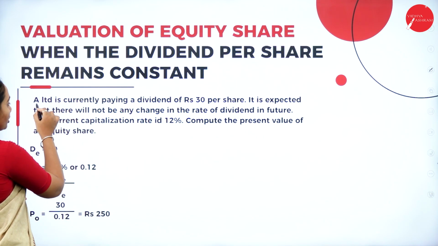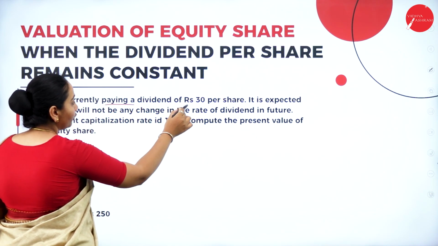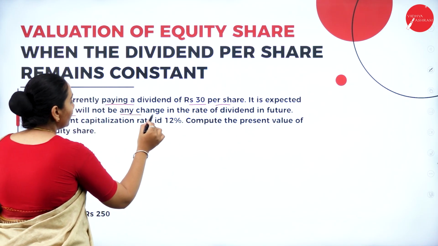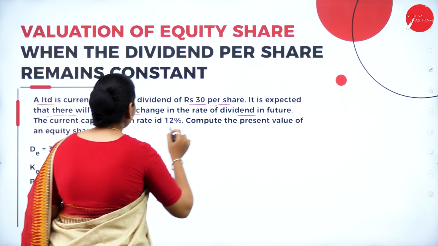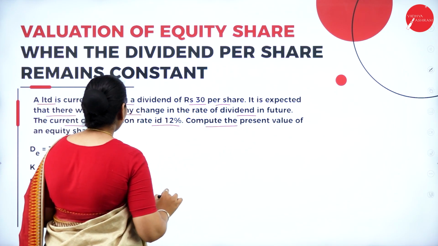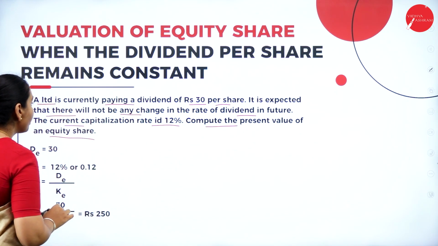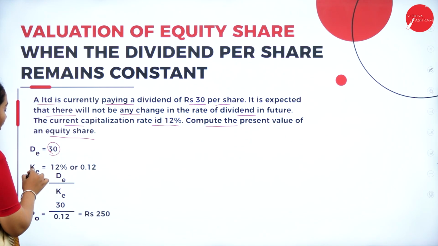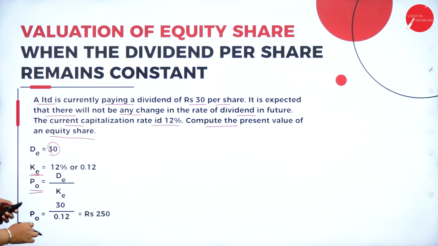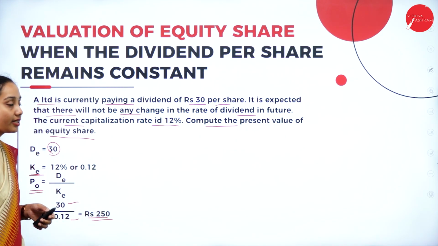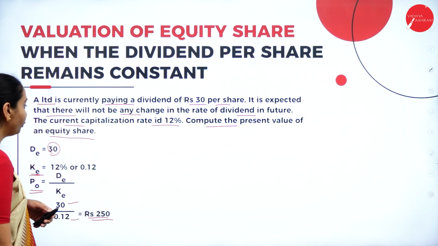So here the question: A Limited is currently paying a dividend of rupees 30 per share. It is expected that there will be no change in the rate of dividend in the future. The current capitalization rate is 12%. Compute the present value of an equity share. So the dividend they are going to get is 30 per share and the capitalization rate is 12%. So formula P0 is equal to D divided by KE. So 30 divided by 0.12, the present value of the equity share will be 250 rupees.